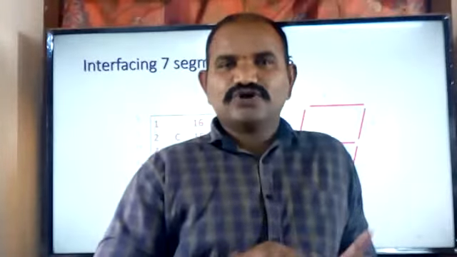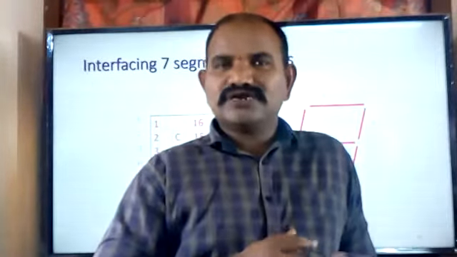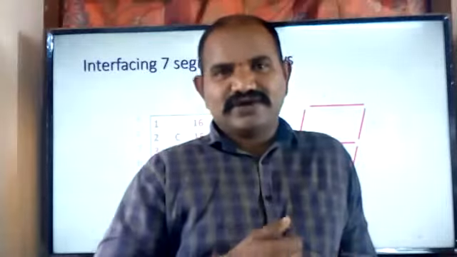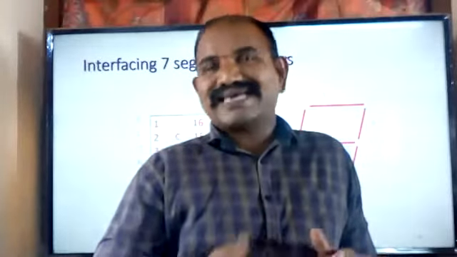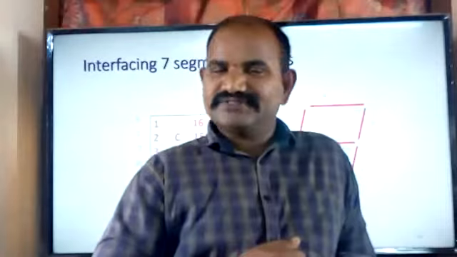But another drawback of the 7-segment display is that you can't display alpha values, meaning characters and alphabets. You can't display alphabets on the screen, and also you can't display special symbols on the screen with the help of the 7-segment display. That is another drawback of the 7-segment display.